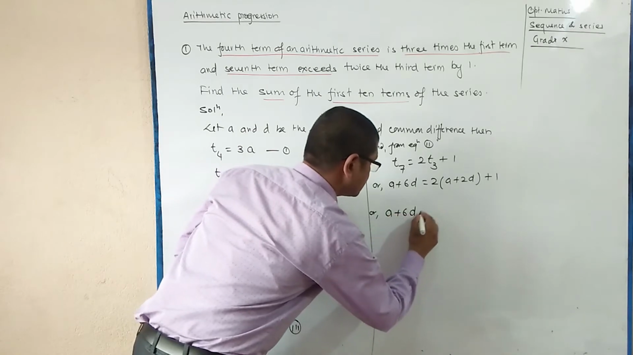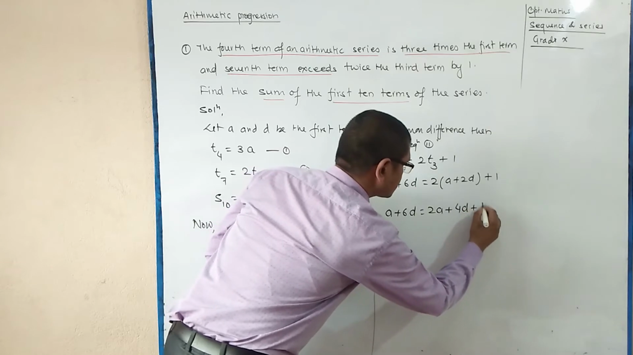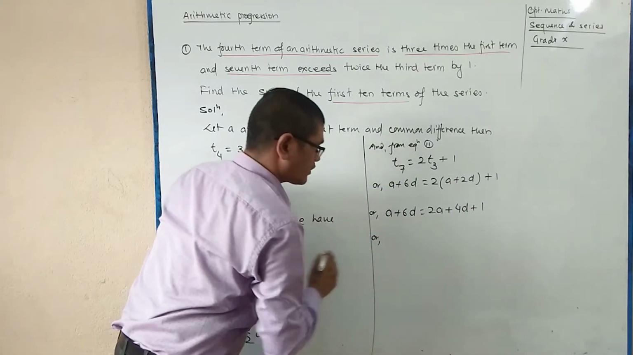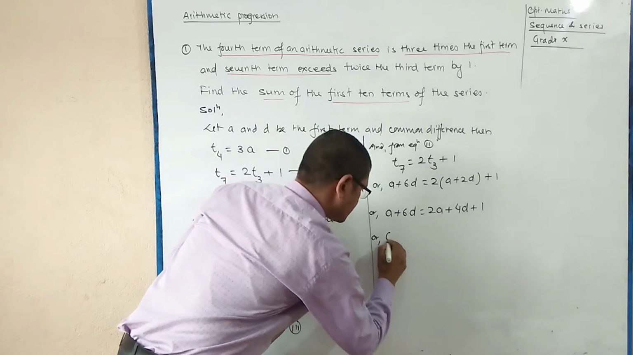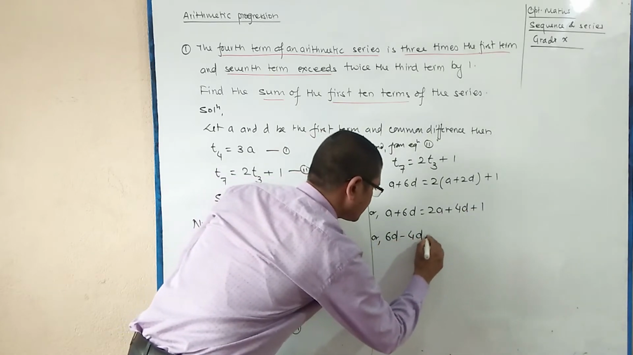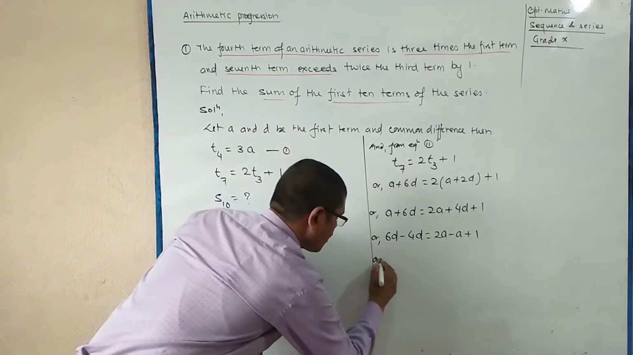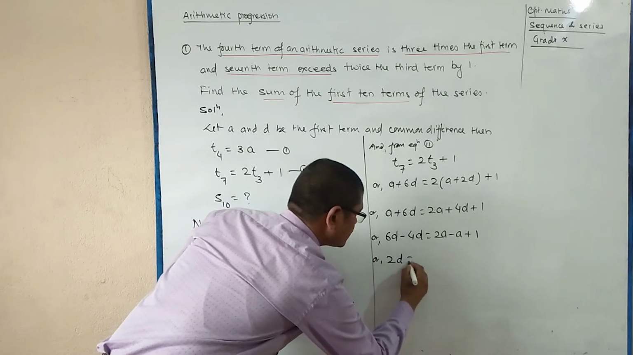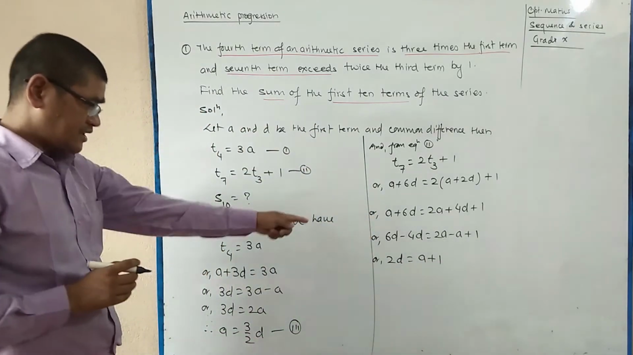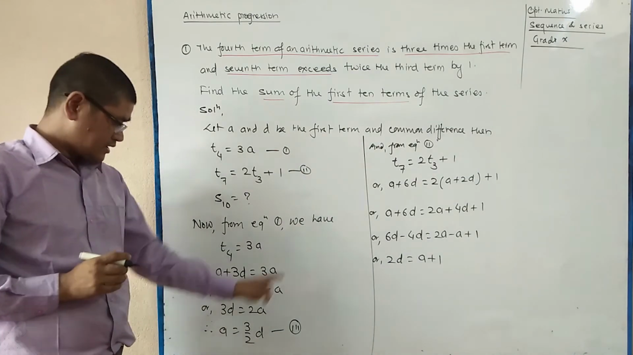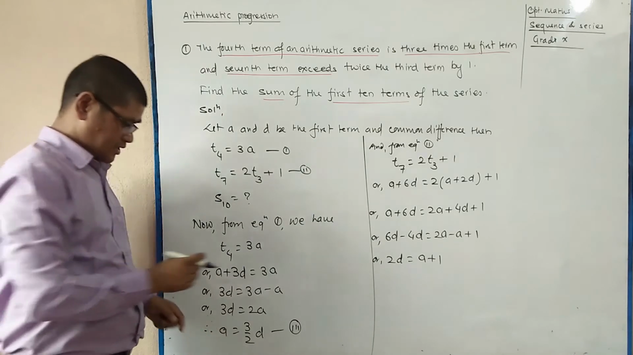A plus 6D equals twice A plus 4D plus 1. Let's bring this 4D to this side. 6D minus 4D equals twice A minus A plus 1. Or this is 2D equals A plus 1. Now the value of A we substitute here.